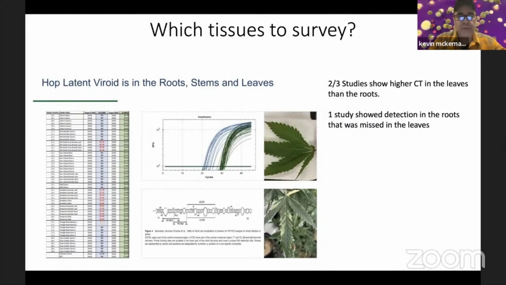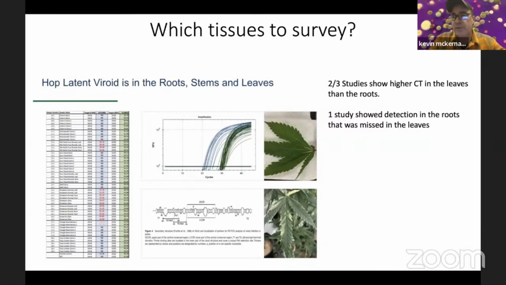However, we've done multiple studies now, and in one of the studies we were getting more detection in the roots. Probably half the samples were positive in the roots and the leaves, but there's twice the number of samples that were positive when we tested the roots. Now that was one outlier study.